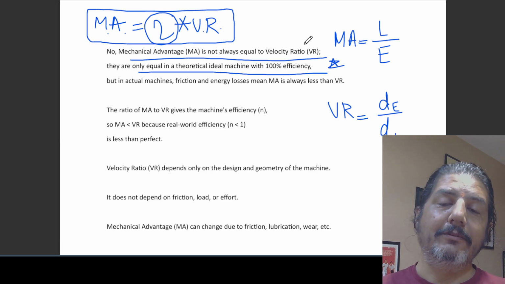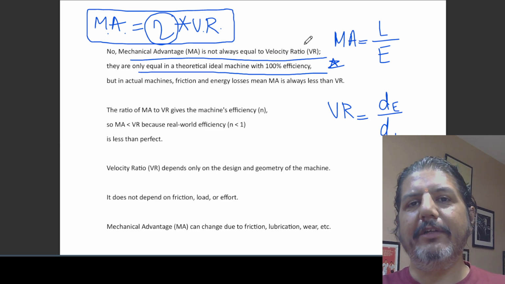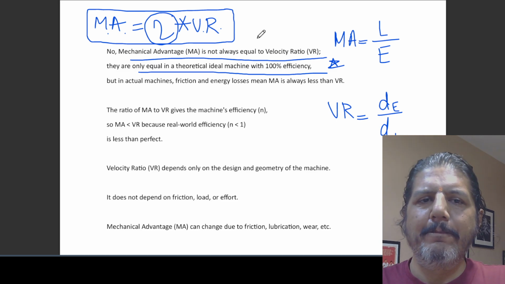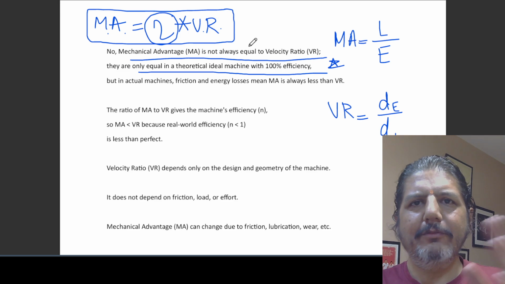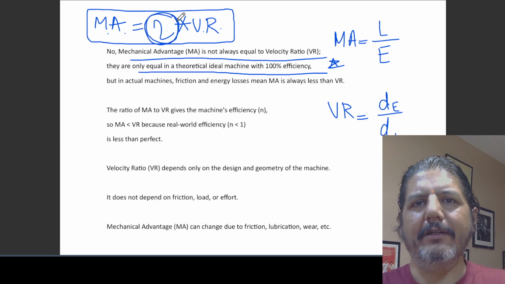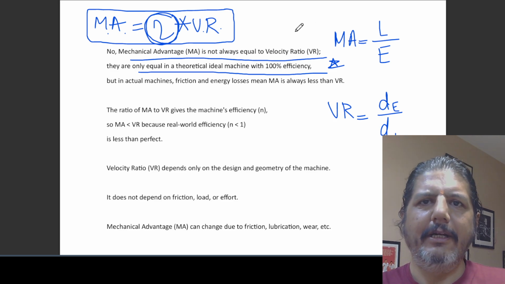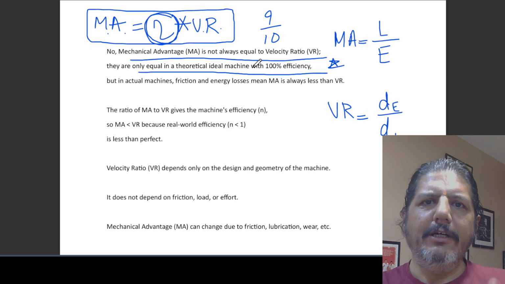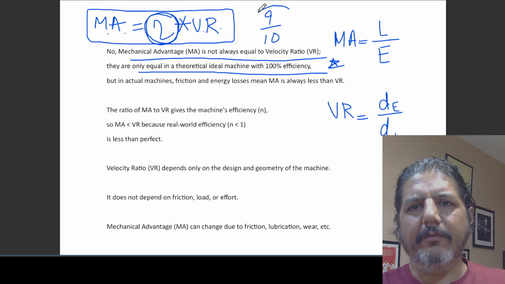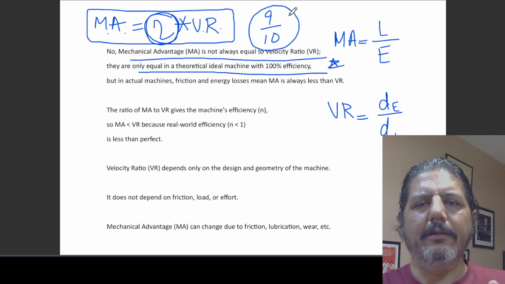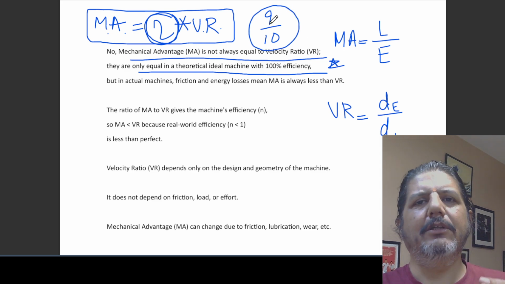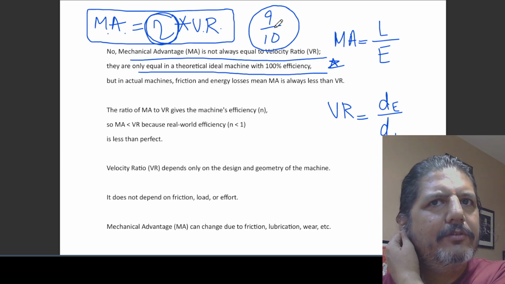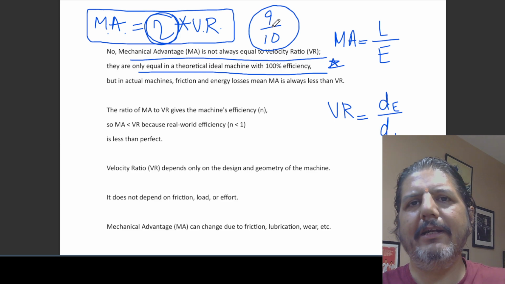But in actual machines, due to friction, due to energy losses, etc., the efficiency won't be 100%. So this won't be 1. This would be less than 1. It would be a fraction. Say let us assume that this would be 9/10. Now we understand that once it is a non-ideal machine, we are dealing with a non-ideal case. So what happens in a non-ideal case?